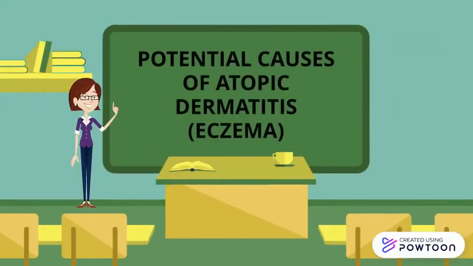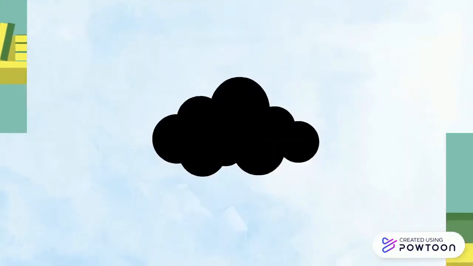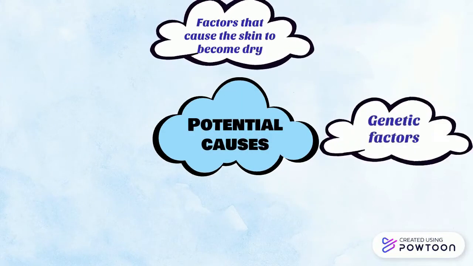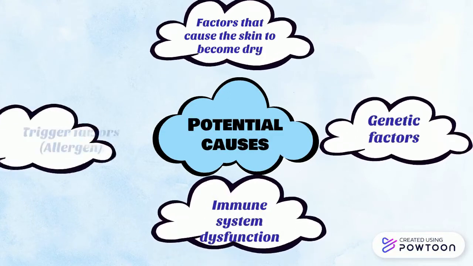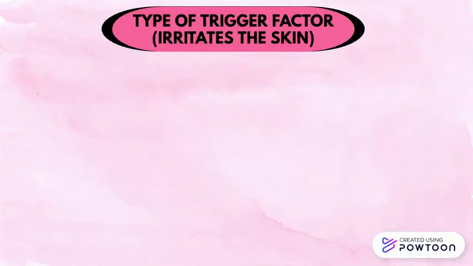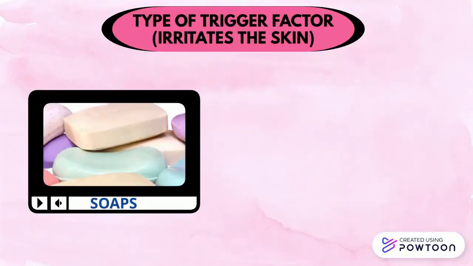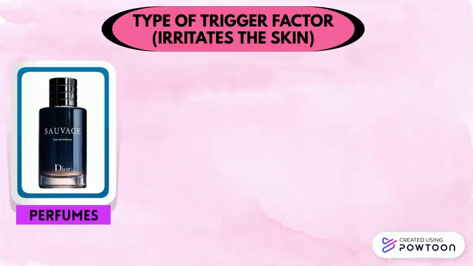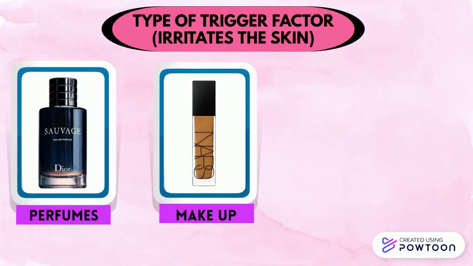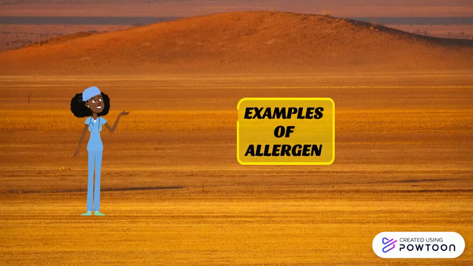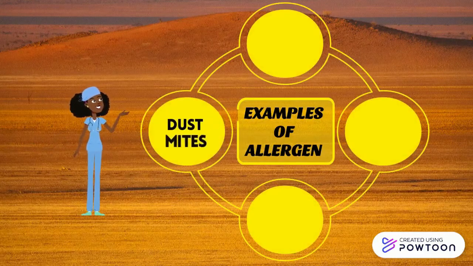Next, we talk about potential causes of eczema. Potential causes of eczema are factors that cause the skin to become dry, genetic factors, immune system dysfunction, and trigger factors. Examples of trigger factors that irritate the skin include soap, dust and sand, perfumes, makeup, and chlorine.